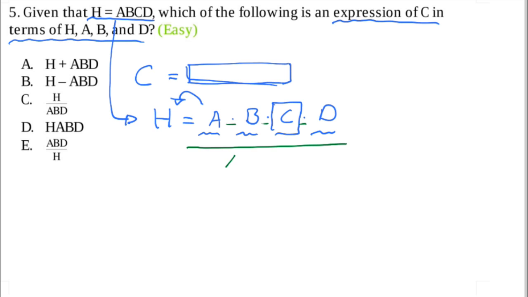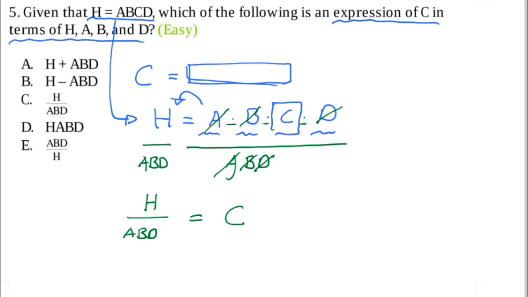What I'm going to do is divide both sides, of course, by A, B, D. Now this should cancel my A's, cancel my B's, cancel my D's, and leave me with C. So the final answer will be H over A, B, D will equal C, and that is what we want. So this is our final answer. The answer is C.